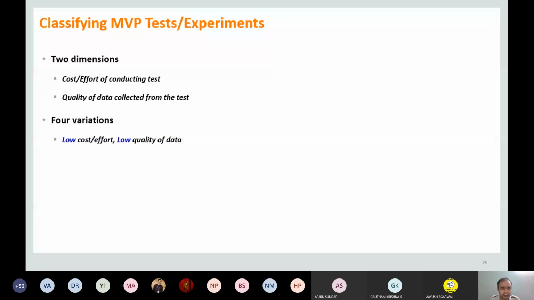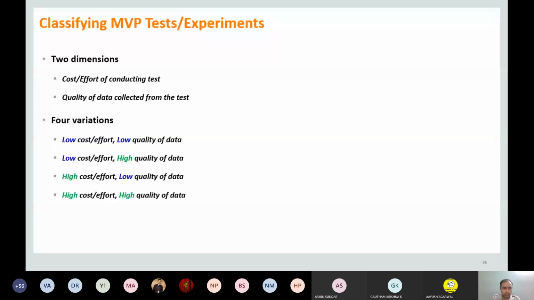So again, based upon the test you're going to conduct, it can be classified as low cost, low quality; low cost, high quality; high cost, low quality; high cost, high quality. So I'm spending less money, less quality of data. I'm spending less money, but I'm getting high quality of feedback. Then I give high money, but low quality, because even though I pay money, my customers are not going to give me a good rating.